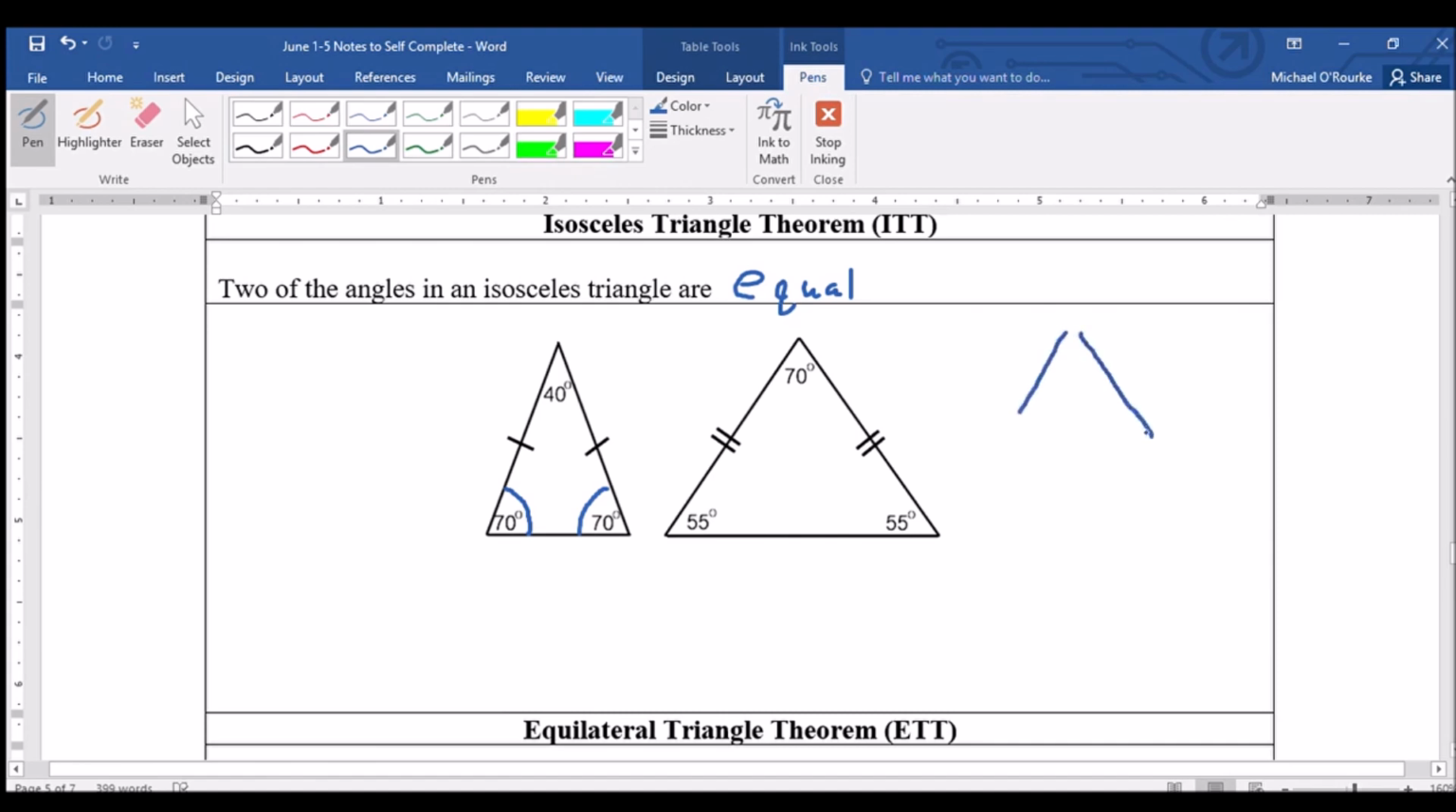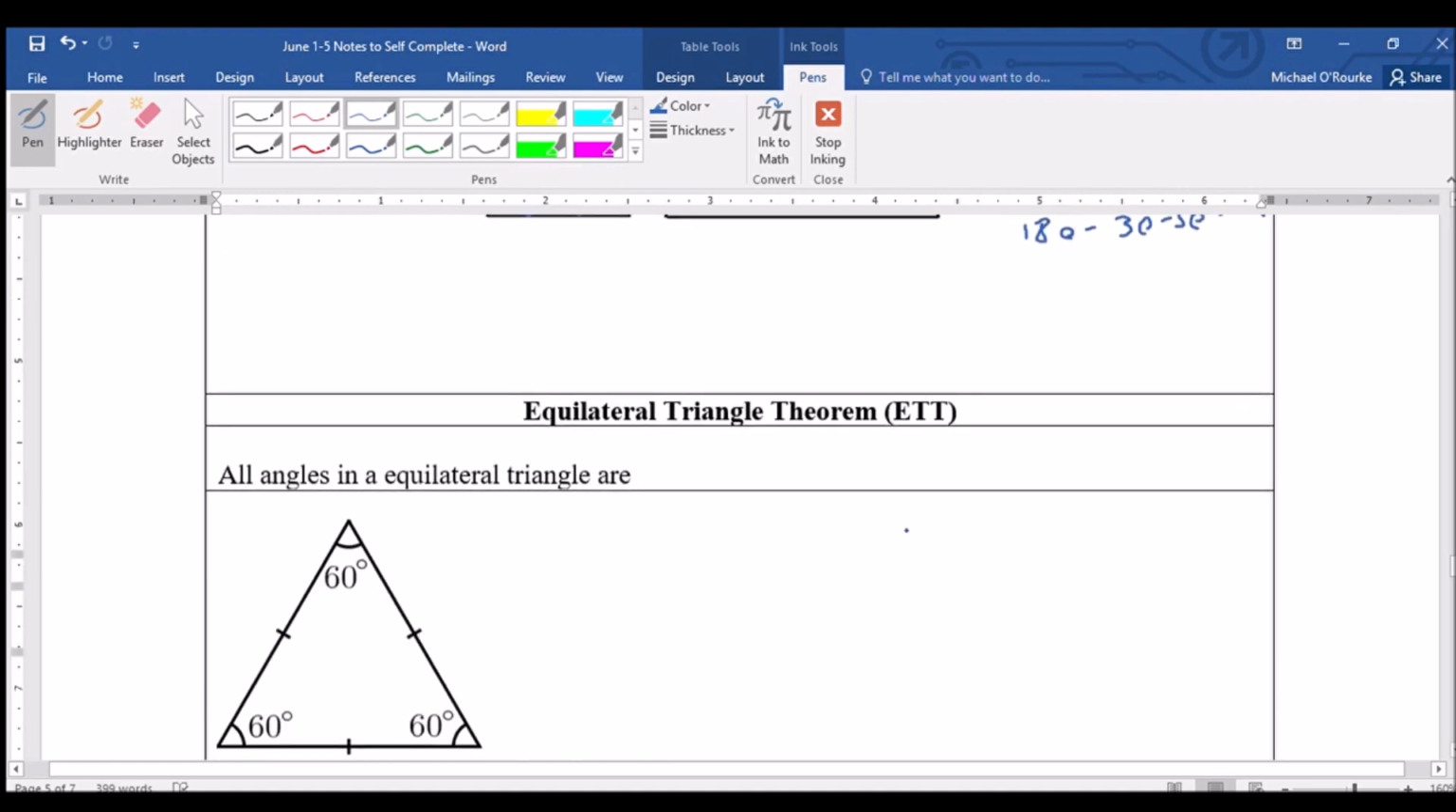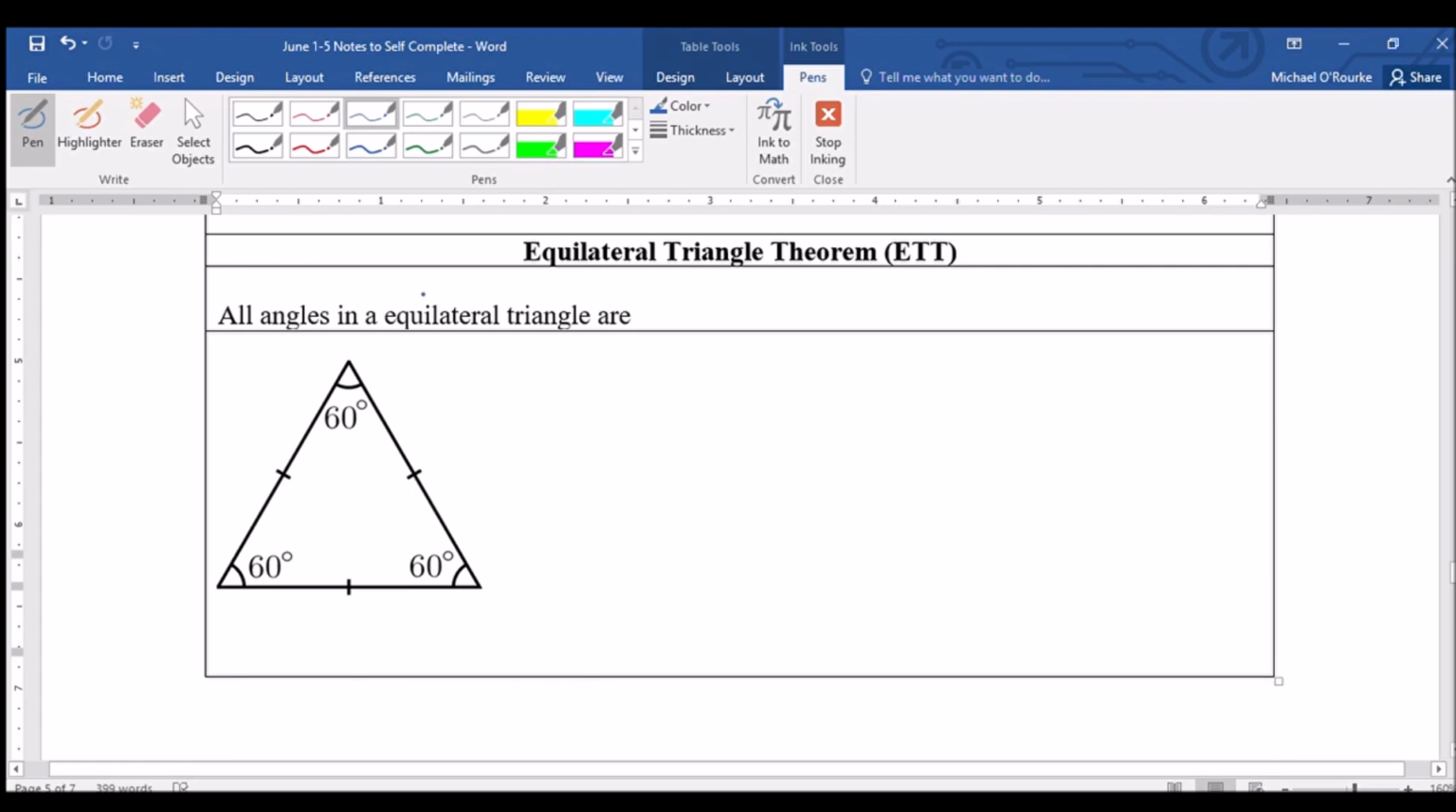Now if I gave you a triangle like this, let's make this a little smaller. I told you that was 30. I asked you to find what this one was and this one was. You'd say, okay, well this one here is going to be 30 because of ITT, right? Isosceles triangle theorem. These two are going to be equal. And this one here is going to be 180 minus 30 minus 30, okay? Which will equal, what's that, 120, right? And lastly, we kind of did this one, all angles in an equilateral triangle are 60 degrees.